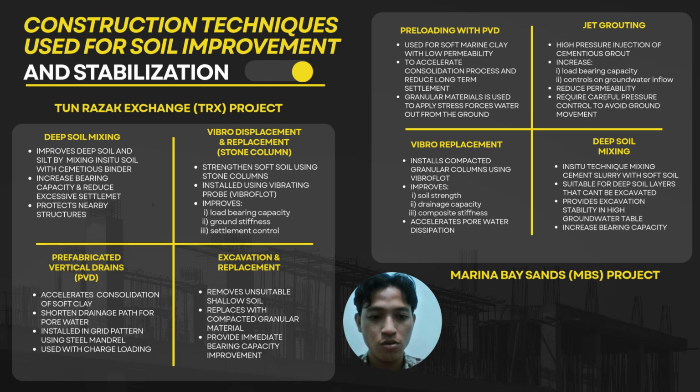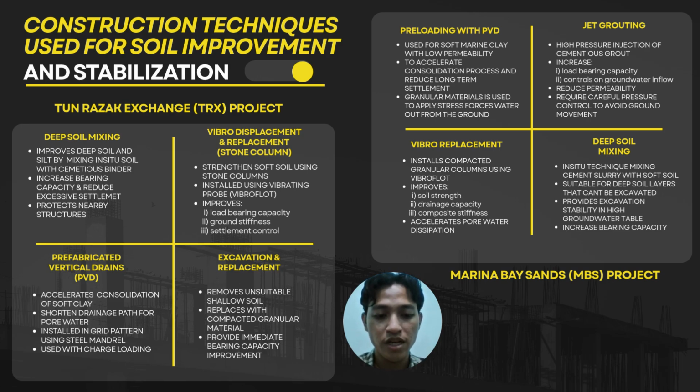Now we have construction techniques used for soil improvement and stabilization. For the Tun Razak Exchange or TRX project, soil improvement focused on soft and weak ground conditions. Techniques such as deep soil mixing were used to mix cement with in situ soil to increase strength and reduce settlement. Vibro displacement and replacement, also known as stone columns, improve bearing capacity and ground stiffness. In addition, prefabricated vertical drains with preloading were applied to accelerate consolidation of soft clay.